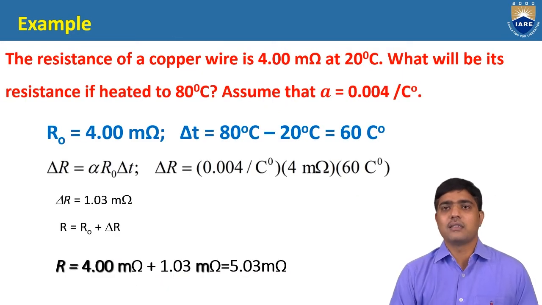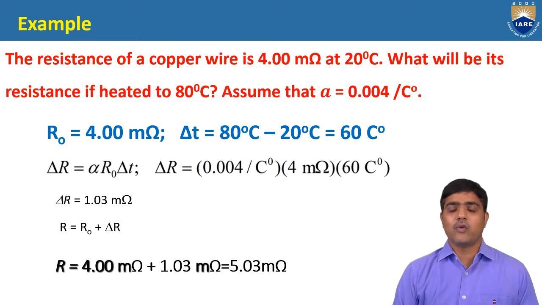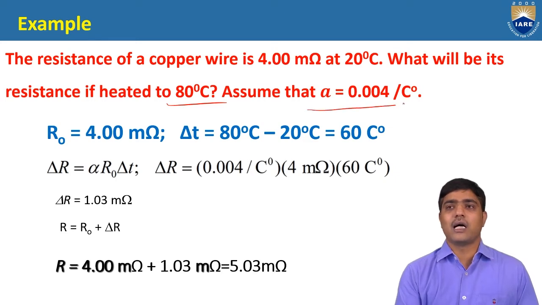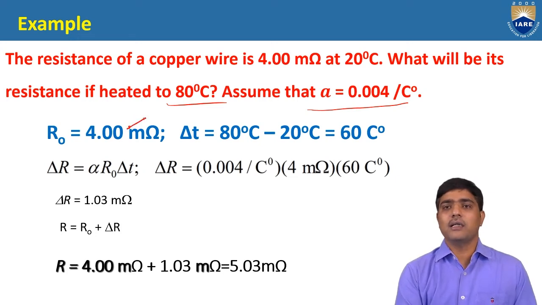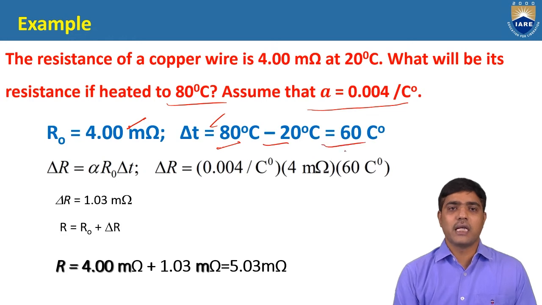And you can take a simple example here. The resistance of a copper wire is 4 milli ohms at 20 degrees centigrade. Now we are going to increase the temperature to 80 degrees centigrade. The temperature coefficient alpha is given as 0.004 per degree centigrade. Now we have to find out the change in the resistance. Here R naught is the actual resistance, and delta T, the change in the temperature, is 80 minus 20, that is 60 degrees centigrade.